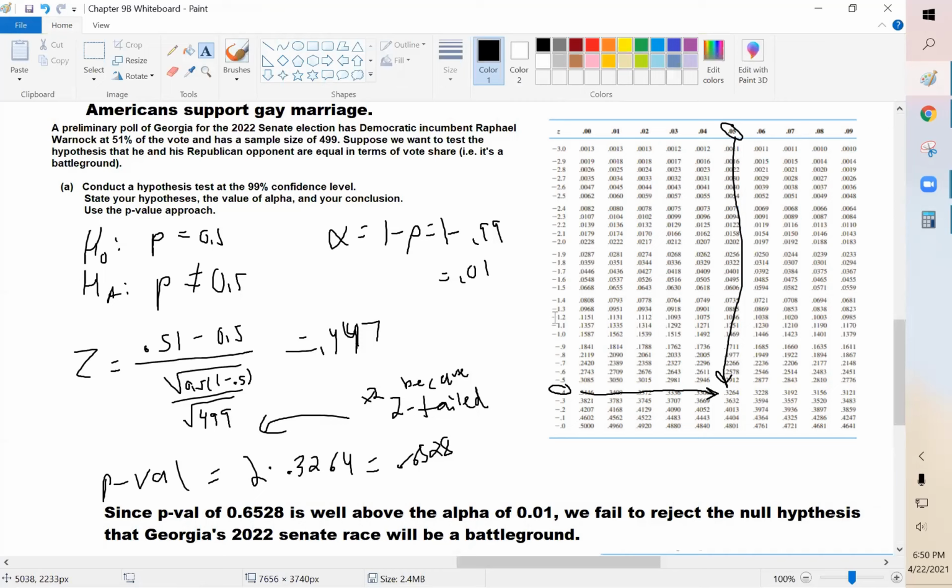You'll notice that also puts it into context. When I ask you to give your conclusion, you're going to have to put it into context. Putting it into context is really just saying we failed to reject the null hypothesis that blah, and you state the null in English. Because really, this right here, 2022 Senate race will be a battleground, that's just saying P equals 0.5, but in English.